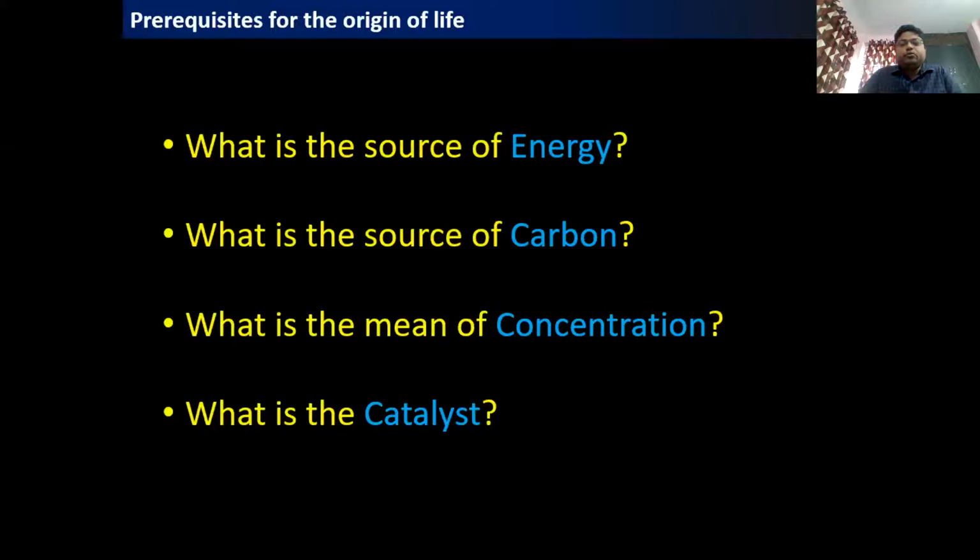Now, if we try to understand the origin of life on this planet Earth, we first have to understand the prerequisites for the origin of life, or for the origin of an organic form. The four main prerequisites are: first, energy; second, carbon; third, concentration, meaning the concentration of the building elements; and fourth, the catalyst. That means when we change from the inorganic world to the organic world, what catalytic reaction actually hastened this process.